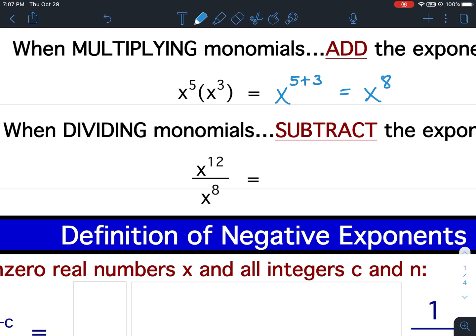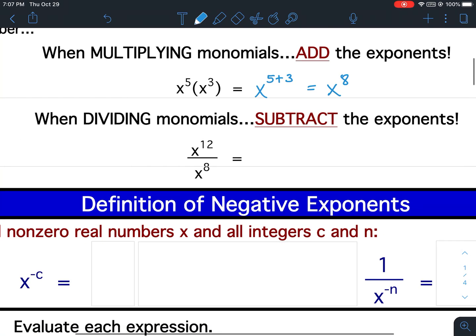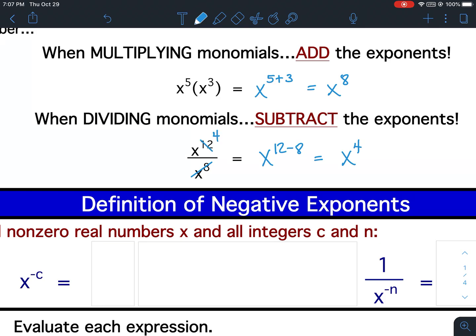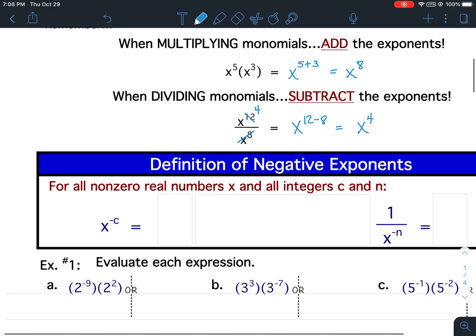When you are dividing, you subtract exponents. When you're dividing monomials, you subtract exponents. So this would be x to the 12 minus 8, which would give us x to the 4th. Now I know we also did it where we would cross out the variable term that has the smaller exponent, and then 12 minus 8 would give me my 4. So that's just a quick reminder. When multiplying, you add exponents. When dividing, you subtract exponents.